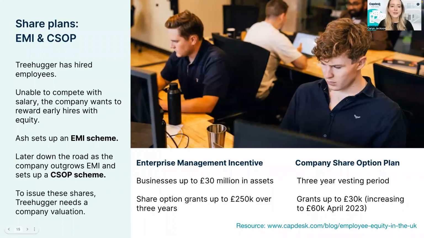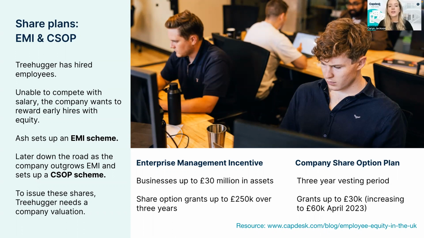So let's get back to Ash and Elm now. Treehugger has hired lots and lots of employees, and being unable to compete on salary, they've decided to reward early hires with equity. So a no-brainer really, Ash decides to set up an EMI scheme.